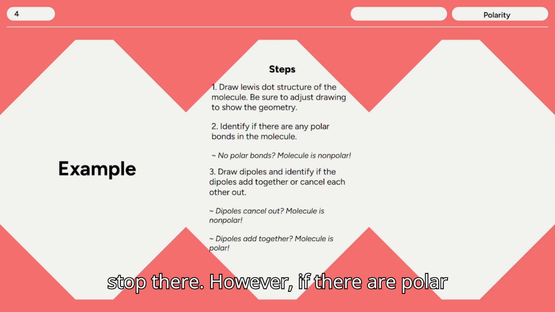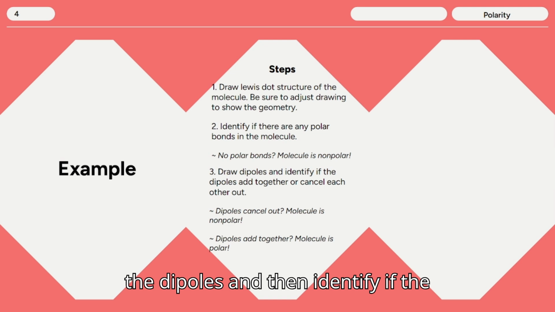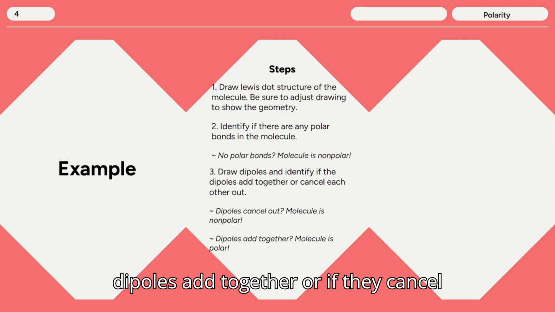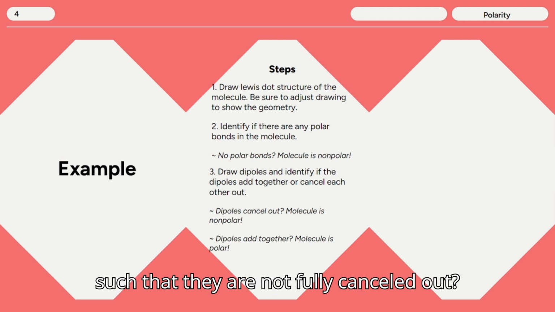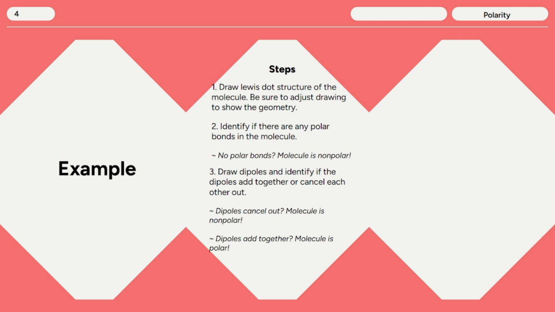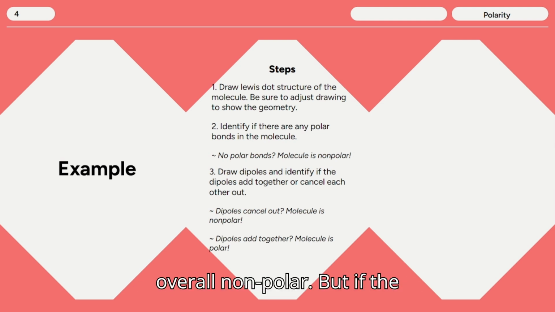However, if there are polar bonds within the molecule, we want to draw the dipoles and then identify if the dipoles add together or if they cancel each other out. Is there a geometry such that they are not fully canceled out? If the dipoles cancel out, the molecule is overall nonpolar.